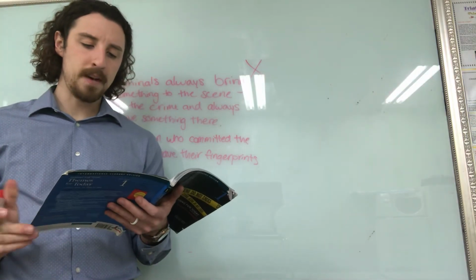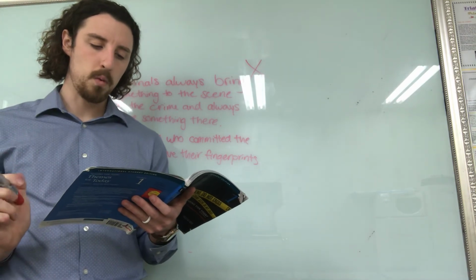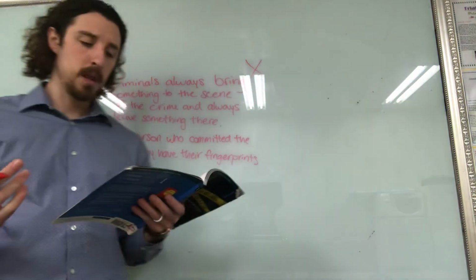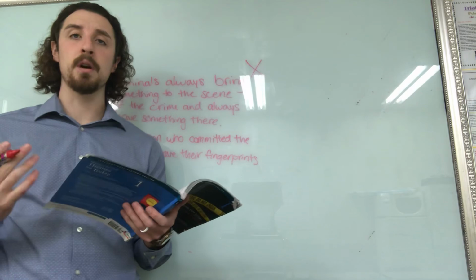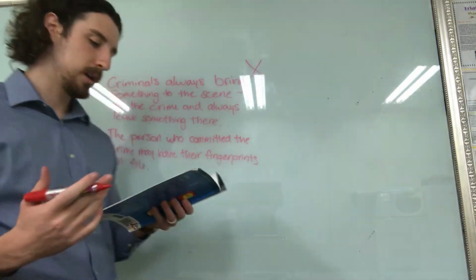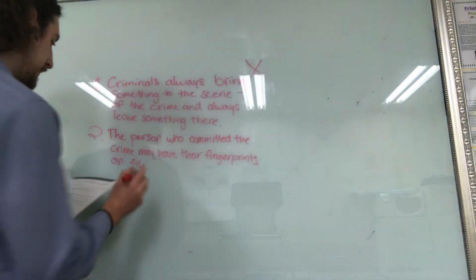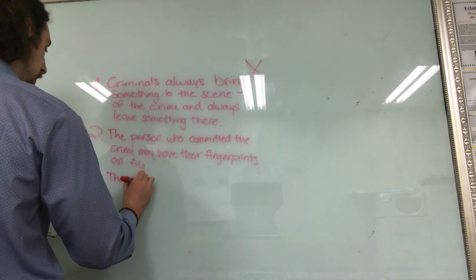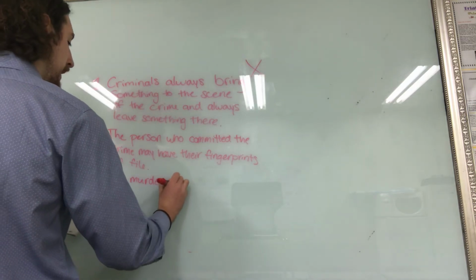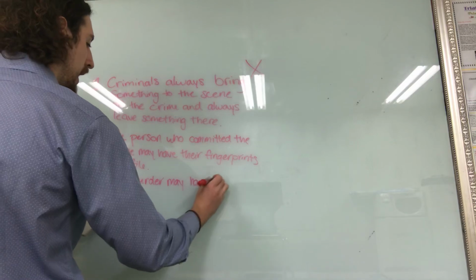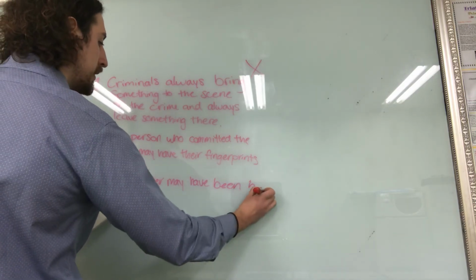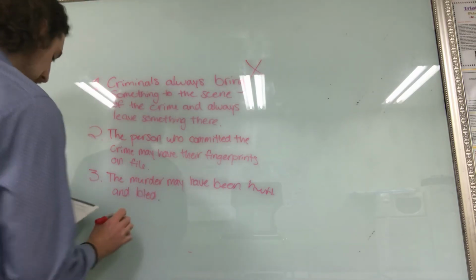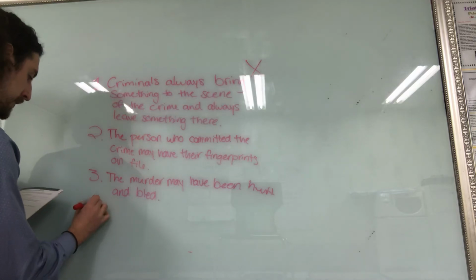Number 3, if the blood found at the scene of a murder isn't the victim's blood, why might it be the murderer's blood? Well, they maybe had a fight, or maybe the murderer got hurt and started bleeding. The murderer may have been hurt and bled. Can we see that?